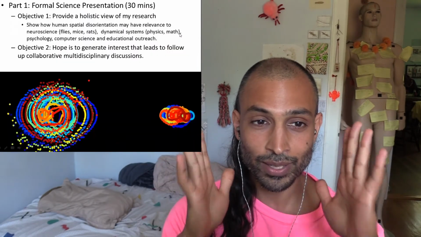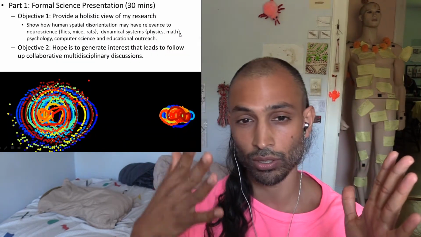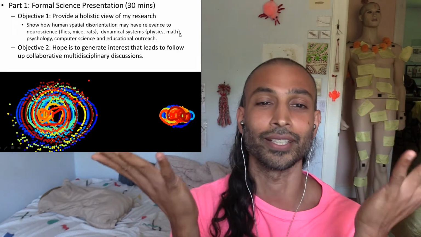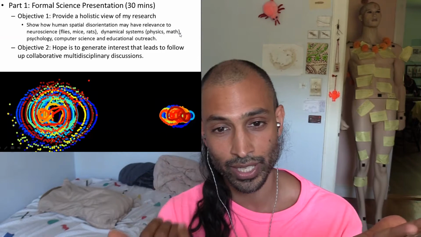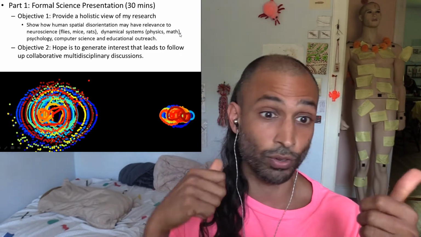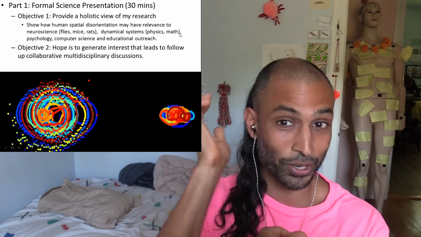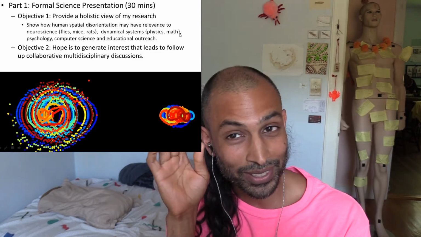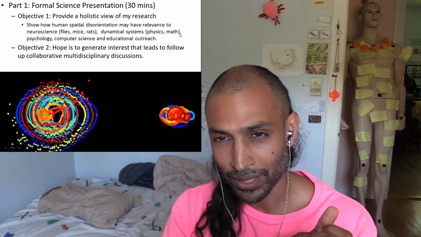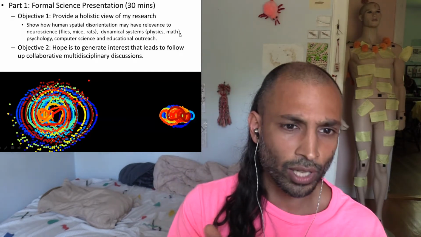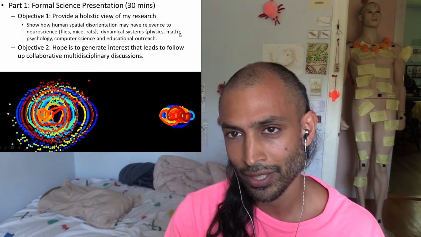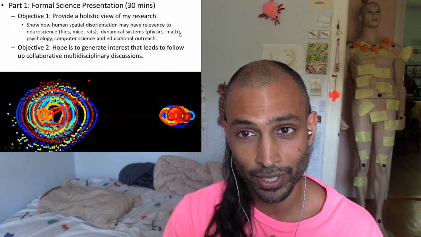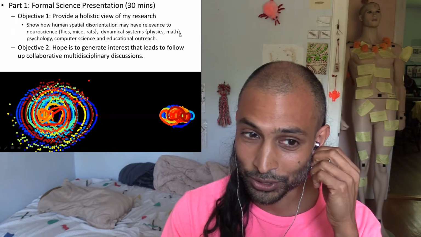Now, my main objective for today is to provide a holistic view of my research, really showcasing how human spatial disorientation may have relevance to a variety of different fields, from neuroscience to dynamical systems and physics and math, maybe even a sprinkle of chemistry, and also relevance to psychology, computer science, things like that. So this will be close to a 30-minute talk. If some of you have to leave towards the end of that, totally no stress there.